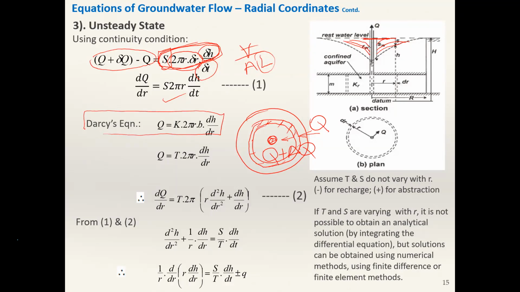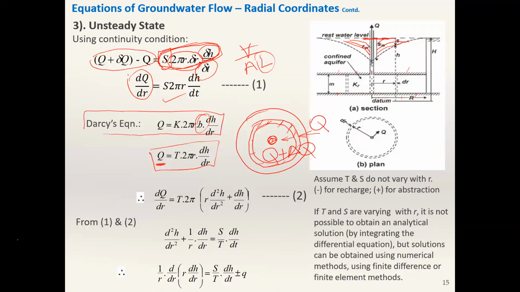Here we are talking about a confined aquifer. You see, this is an aquifer in between two impermeable layers. So our saturated thickness is constant, right? Now what do we do? We have the Darcy equation, but here on the left-hand side you have Q. But in this first equation, we have dQ over dr.